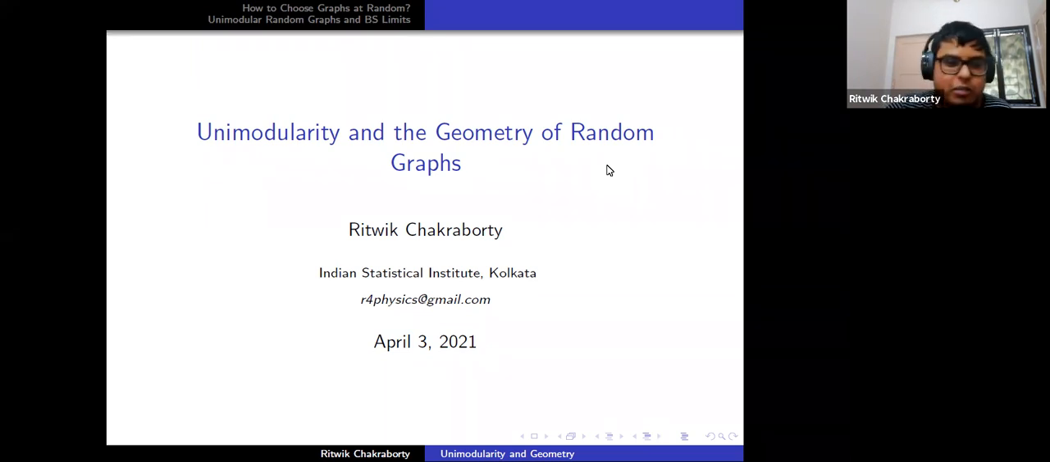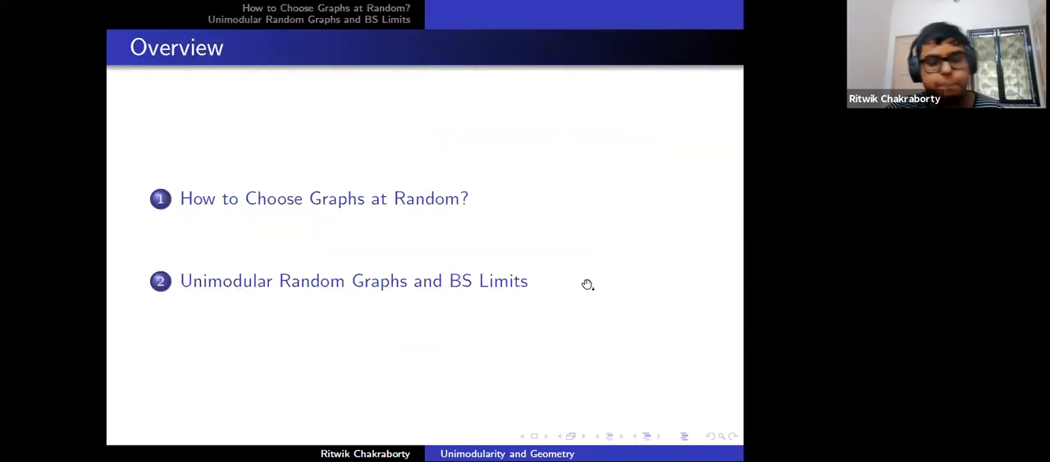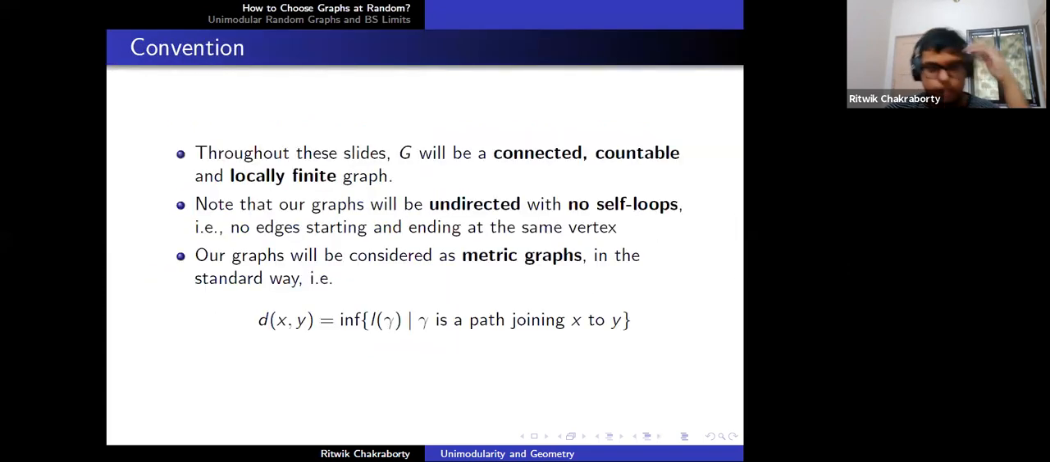Right, so I'm going to talk about unimodularity and the geometry of random graphs. Let's begin. So here's our convention. Throughout these slides, G will always denote a connected, countable, and locally finite graph.